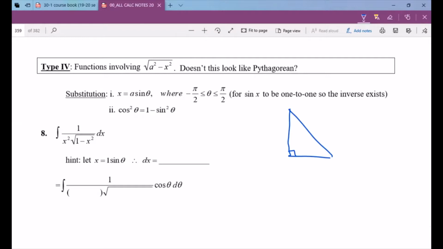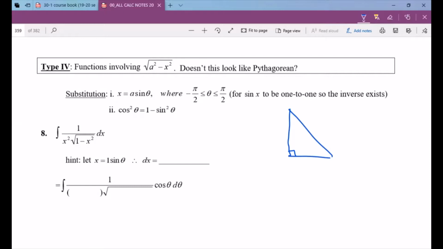What we're going to substitute is x equals a sine theta. Also, we know that cos squared is equal to 1 minus sine squared. That's going to be relevant here. We do need this domain of negative pi halves to pi halves, so that the inverse is still going to exist. And so here we go.